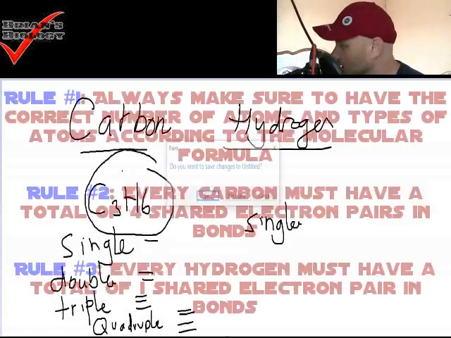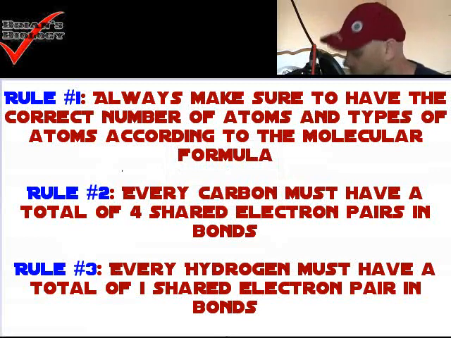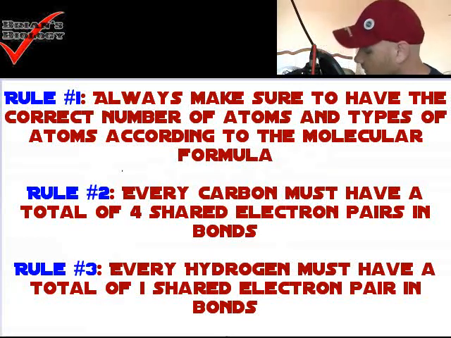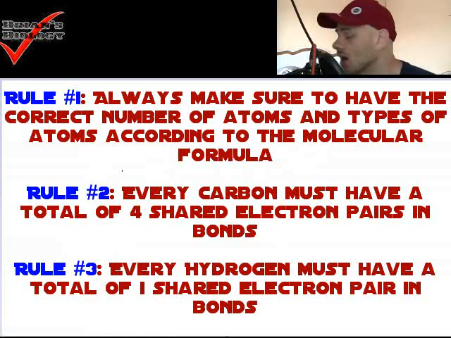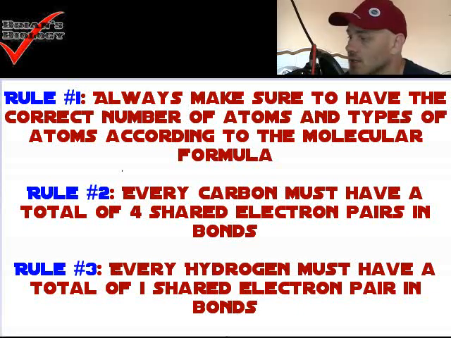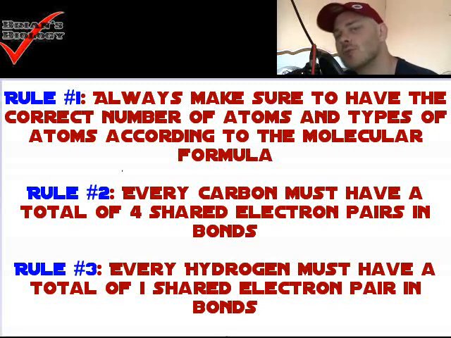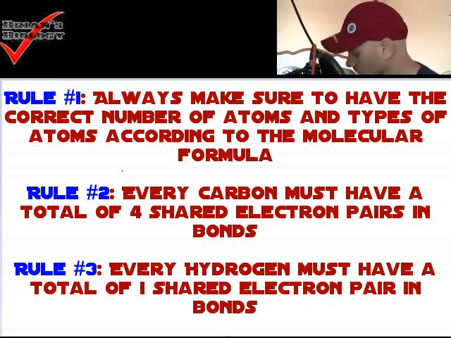Well, let's go ahead and have a go. Now we're going to follow the 3 rules that we laid out. Again, those 3 rules are: we're going to make sure that we have the correct number of carbons, in this case 3, hydrogens, in this case 6. We're going to make sure that every carbon has 4 bonds, 4 shared pairs of electrons, which it can do in the form of either single, double, triple, or quadruple bonds, and every hydrogen has 1. If we follow those rules, then we'll have correctly drawn a hydrocarbon. So let's go ahead and see what C3H6 would look like.